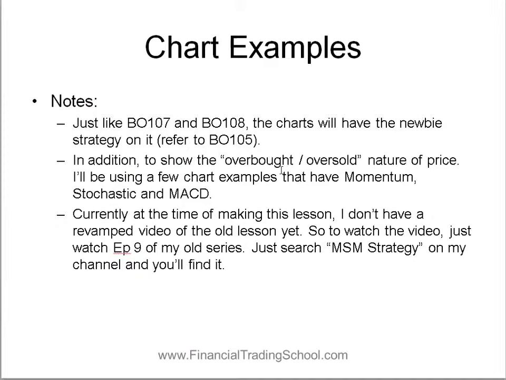And the engulfing candle causes a change in direction. Just a note for the chart examples, just like BO107 and 108 for dojis and pin bars, the charts will have the newbie strategy on it. So that's all the exponential moving averages and simple moving averages. You can refer to BO105 for these. In addition, to show the overbought and oversold nature of prices, I will be using a few examples that have momentum, stochastics, and MACD. Currently, at the time of making this lesson, I don't have a revamped video of the old lesson yet. So to watch the video, just watch episode 9 of my old How I Trade Buying Options series. Just search MSM strategy on my channel and you'll find the video.